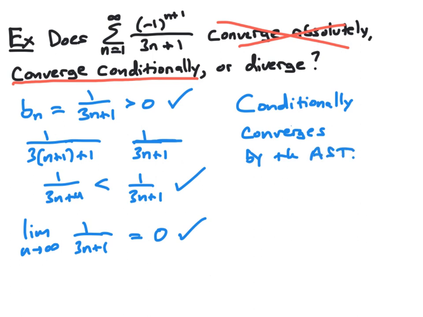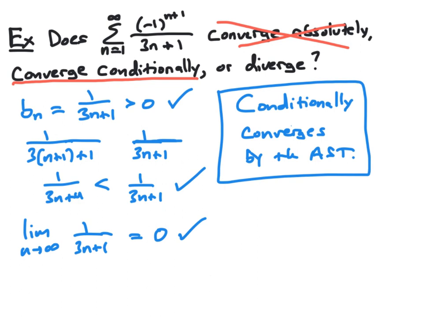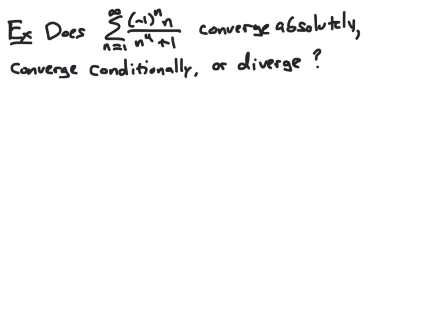Again, this means that when we take the absolute value of our series, we have a divergent series, but the series itself converges. And so, in other words, the alternating sign is necessary for this particular series to converge. Without it, it diverges.